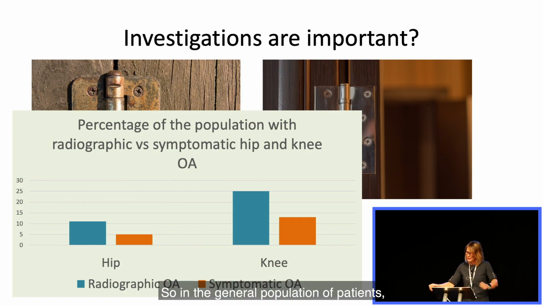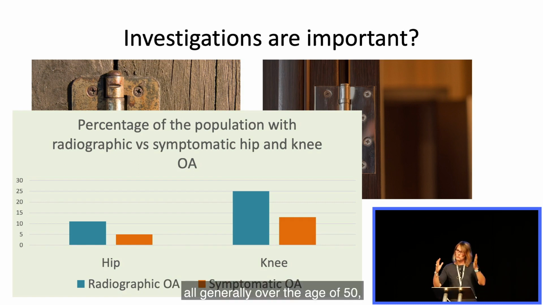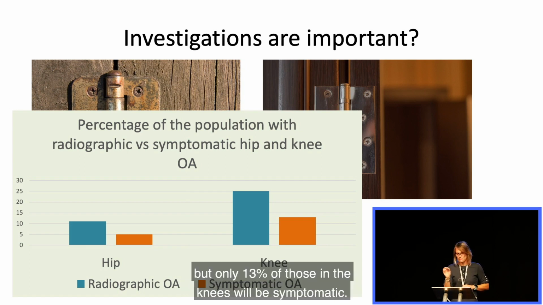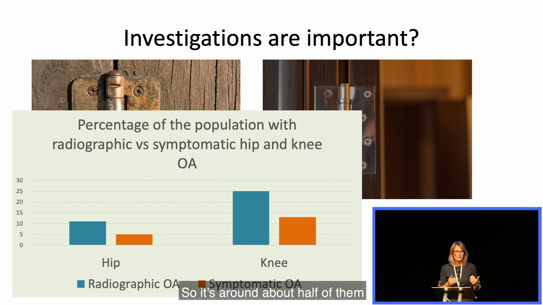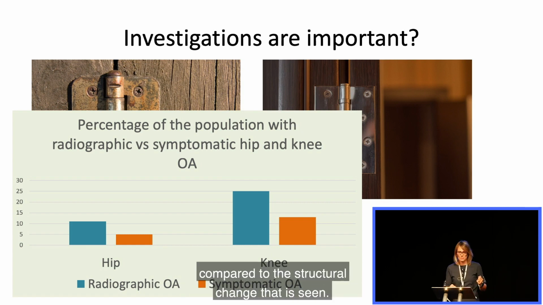So in the general population of patients, or generally over the age of 50, you will see that about 25% of adults have osteoarthritis on imaging, but only 13% of those in the knees will be symptomatic. Likewise in the hips, 11% will show evidence on the X-ray, but again, only 5% will be symptomatic. So it's roundabout half of them will actually have symptoms compared to the structural change that is seen.